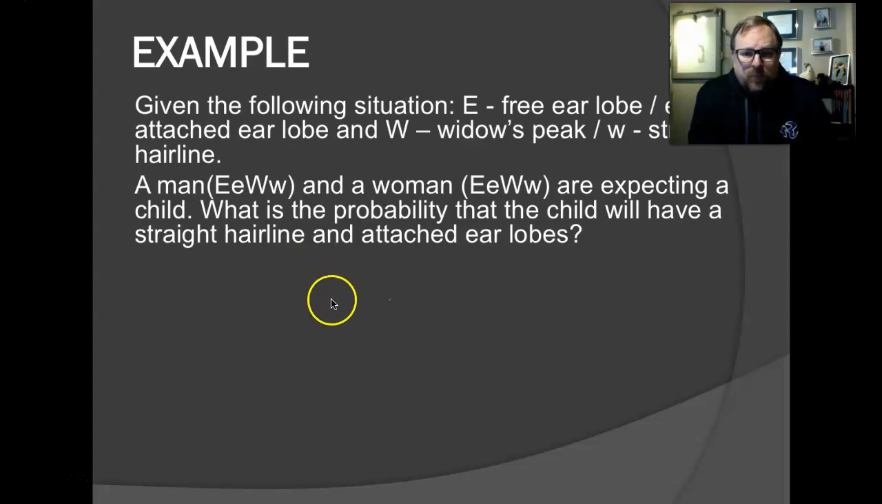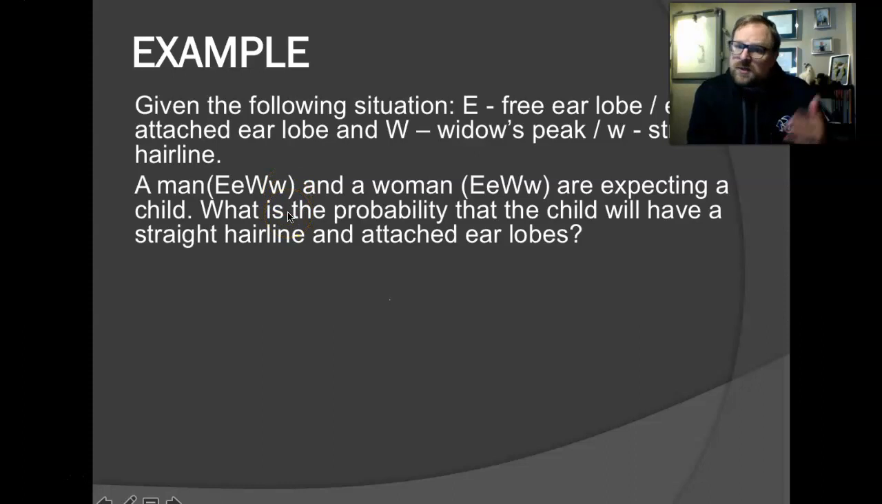This is just another example that would have you setting up a 4x4 Punnett square again, with the 4 possibilities for each of the gametes from the man and from the woman. So the man and the woman will supply 4 different gametes: big E big W, big E little w, little e big W, little e little w. So they each supply 4.